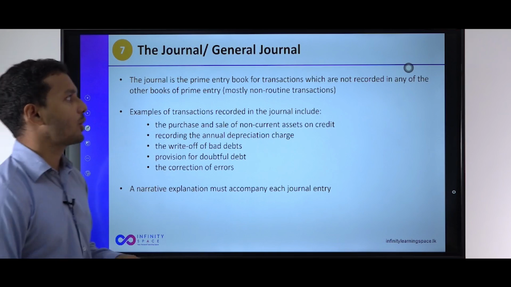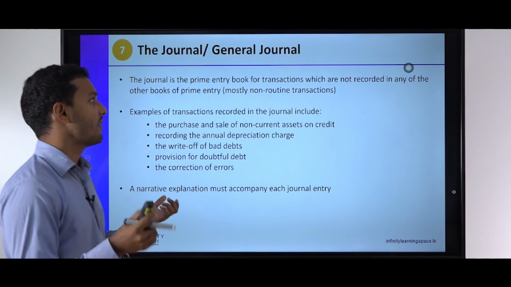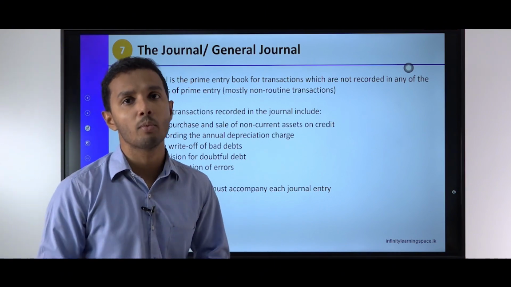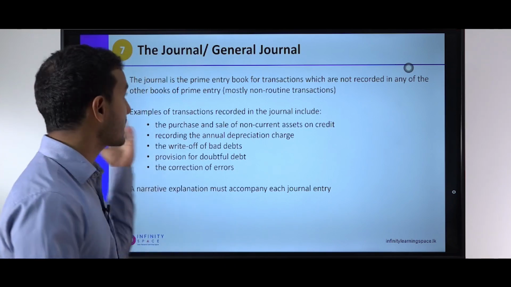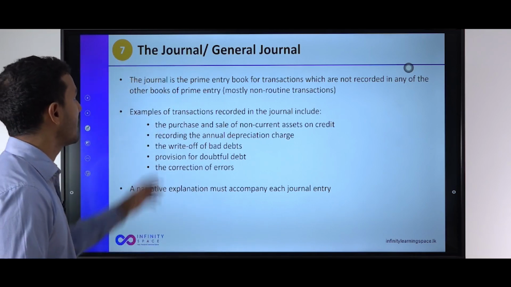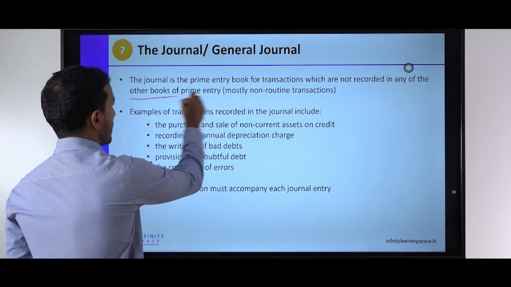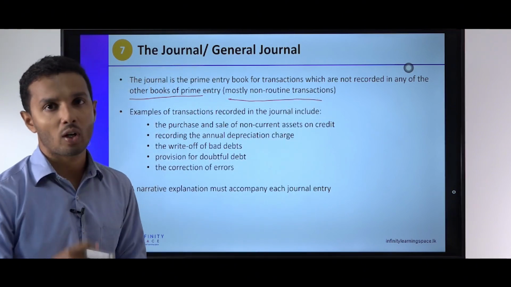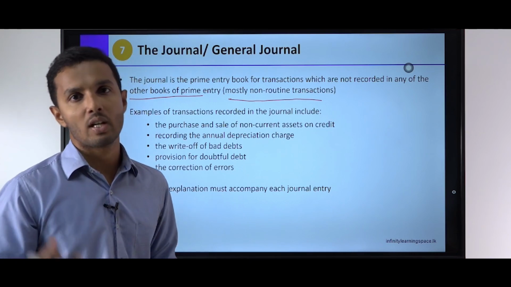Then the last book of prime entry, the journal or the general journal. So this is where we record all other transactions that are not recorded in any of the other books of prime entry. If you have a transaction that you cannot record in any of the other 6 books of prime entry, you will record it in the journal or the general journal. The journal is the prime entry book for transactions which are not recorded in any of the other books of prime entry. These are normally non-routine transactions. So the transactions we record in the journal are normally non-routine transactions, meaning transactions that don't happen every day.